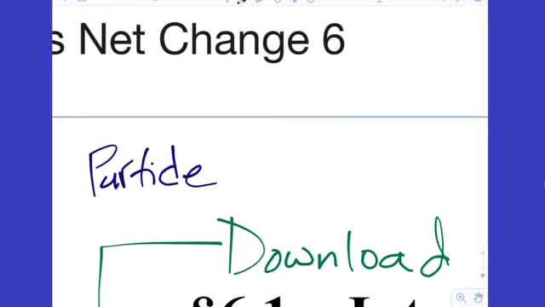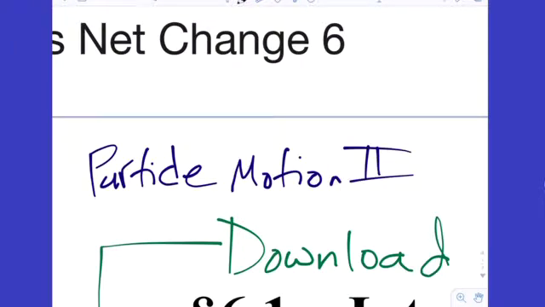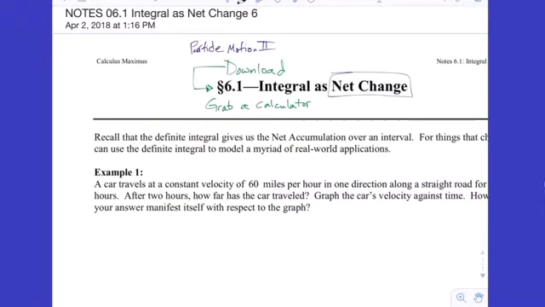So this is essentially particle motion part 2. We've already seen particle motion when we did it from a differential standpoint, right? The derivative of position is velocity. The derivative of velocity is acceleration. Therefore, going backwards, the integral of acceleration is velocity, and the integral of velocity is going to give us some kind of position. So that's what we're going to be working towards. How can we do that? So let's look at example 1.